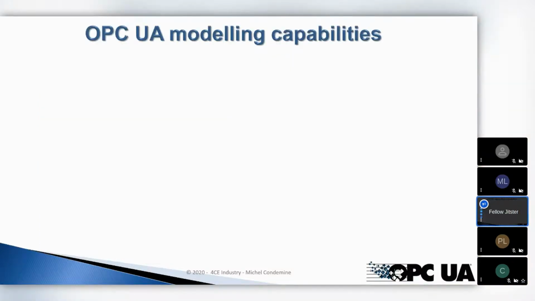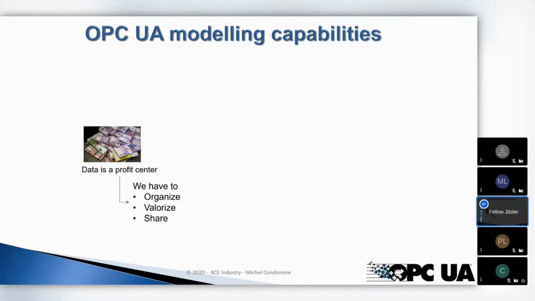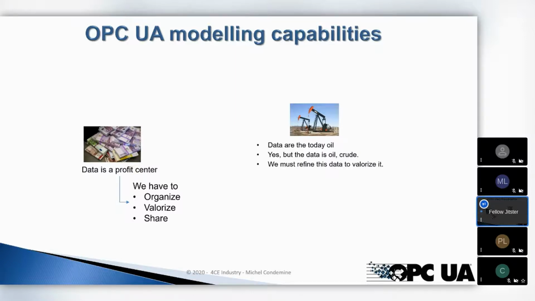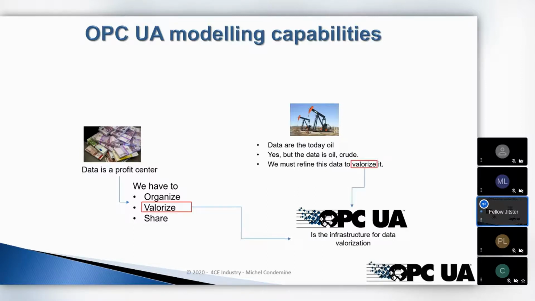Just to conclude, it's another aspect. It's more general. It's what is very unique with OPC UA. So it's the modeling capabilities of OPC UA. Let's say the data is a profit center today. So in order to manipulate and make profit with that, we have to organize, valorize, and share that information. Sharing is very important, but we have to organize information in order to be able to share it correctly. We can say that data is today's oil, but this is just oil. It's not crude, so we have to refine it in order to valorize it. So you can see OPC UA as an infrastructure for data valorization. Valorize is the key word here, and you can use this infrastructure for that.